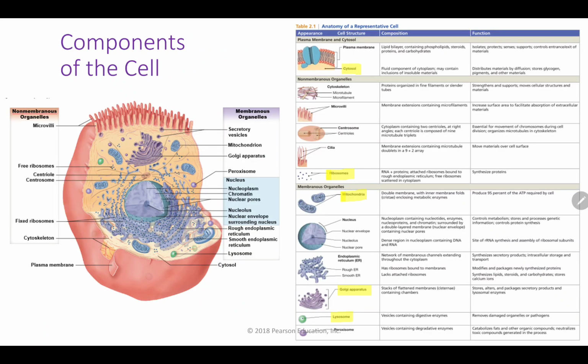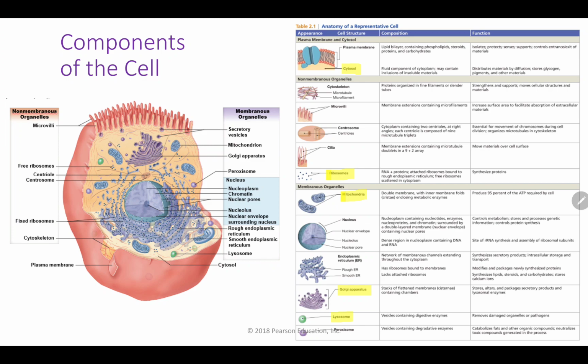Now, looking at the cell, remember the cell, right? The basic unit of life, right? The cell is going to contain many organelles, and these organelles are basically like little organs, like how your organs do certain functions in your body. Your organelles do certain functions within your cell, right? To make sure your cell is working, okay? So, of course, you have the cell membrane, right? The cell membrane is going to separate the internal components of the cell from the external environment.